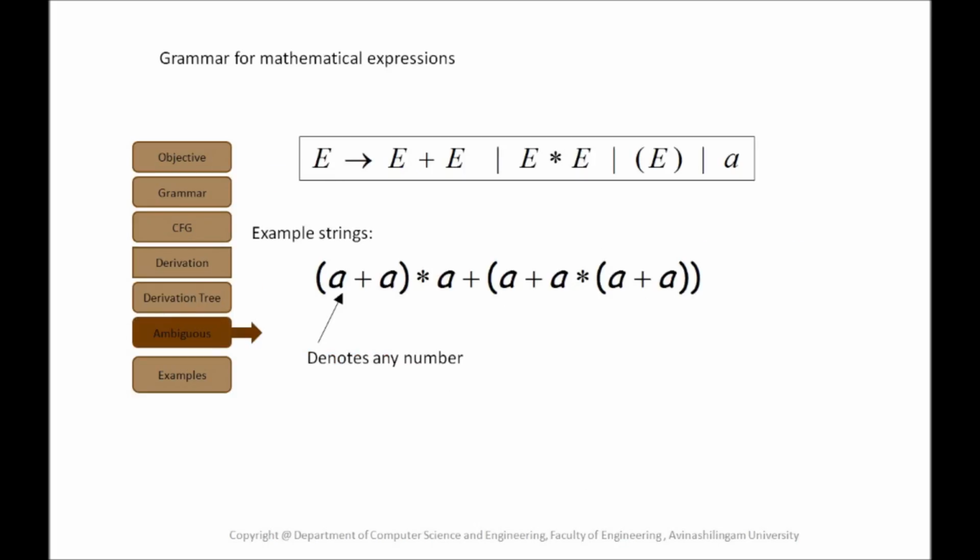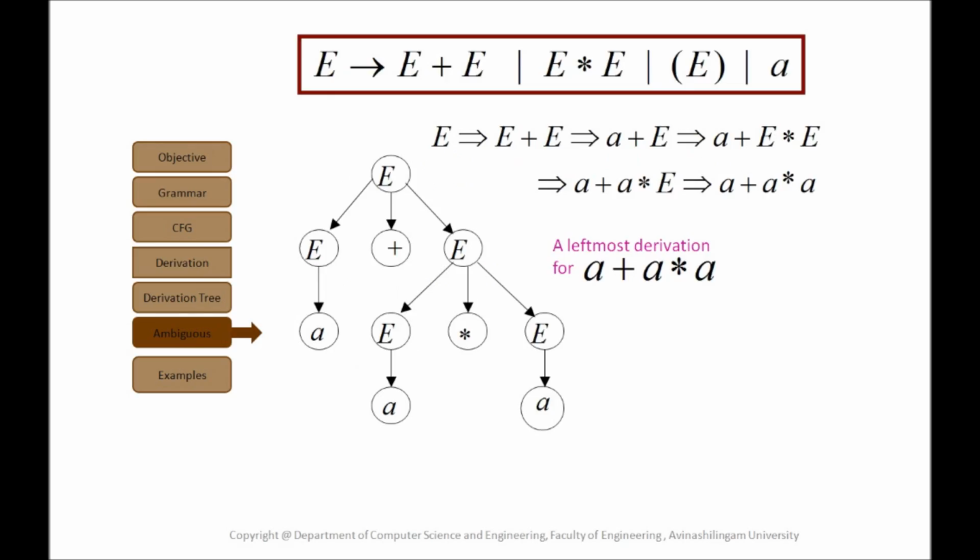Next one is the grammar for mathematical expressions. Here we have considered the productions E tends to E plus E, E star E, E enclosed within parentheses, and A, where A is a terminal and E is a variable. Here we have to derive the string A plus A star A plus A star A plus A using these productions. We have to evaluate using precedence.